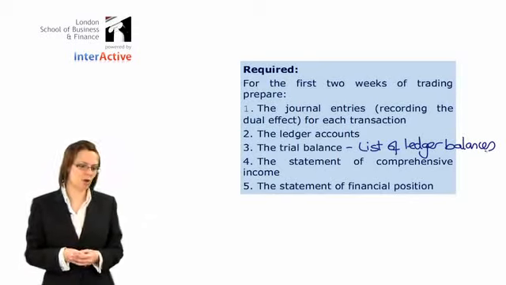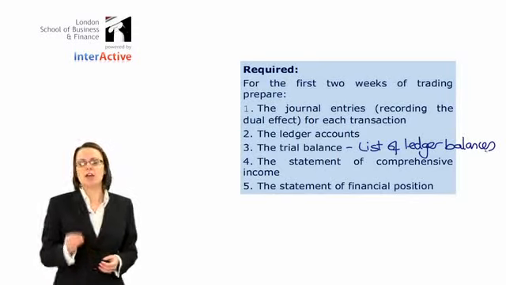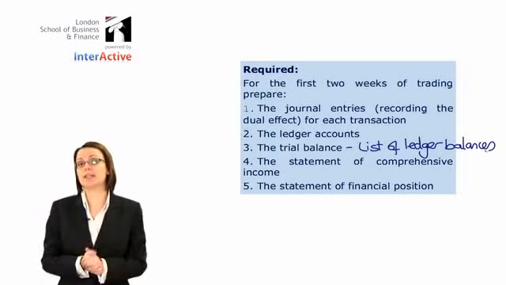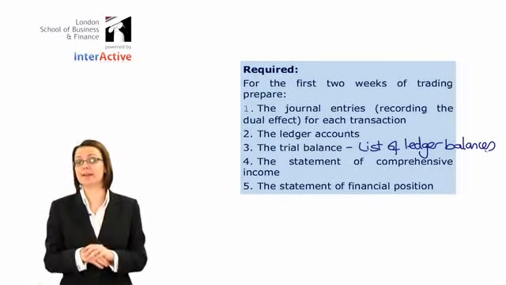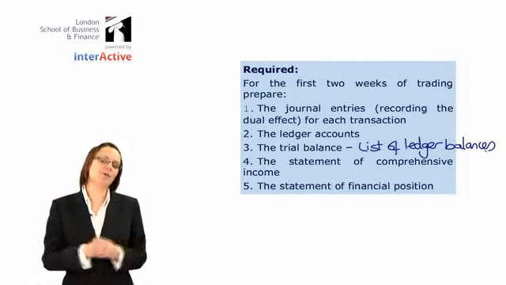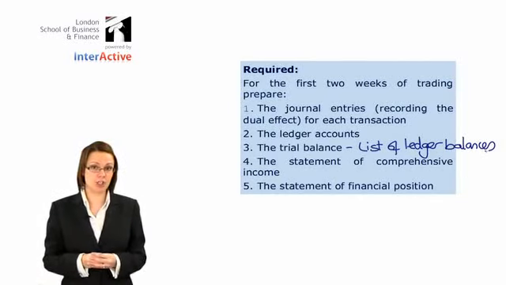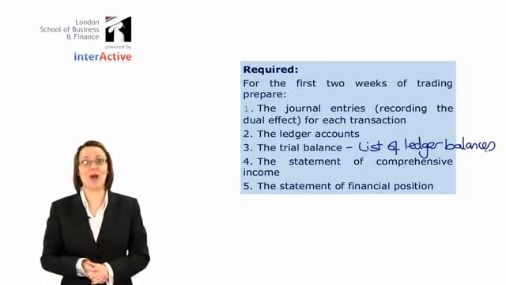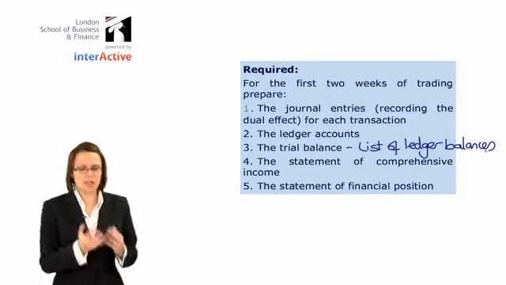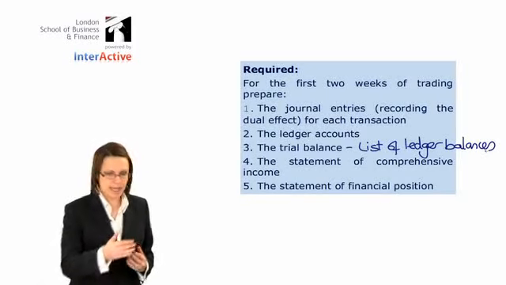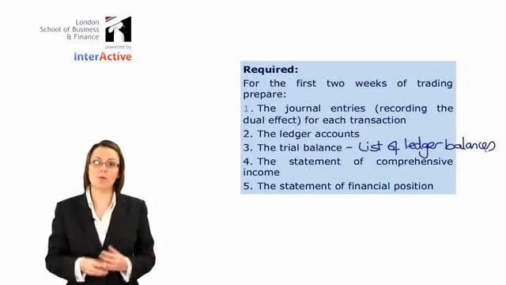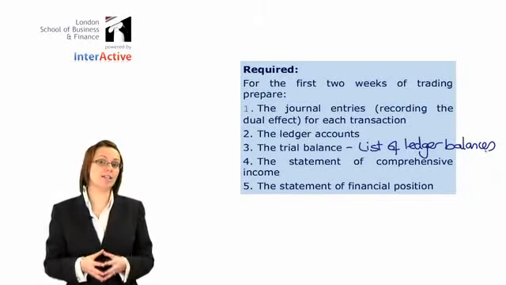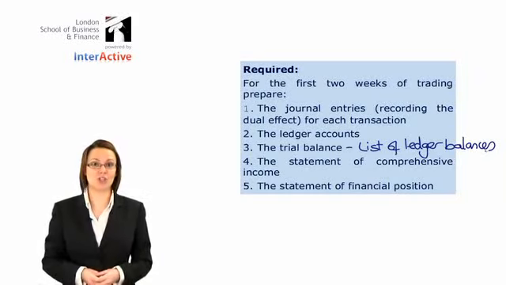From our trial balance then, requirements 4 and 5. Requirement 4 is that we should prepare a statement of comprehensive income for the 2 weeks ended the 14th of April 2009. And then we shall prepare a statement of financial position as at the 14th of April 2009, so at the end of those 2 weeks. How we're going to approach this is that for each subsequent requirement we're going to have a separate recording. So in our next recording we're going to start answering this question by preparing the journal entries.